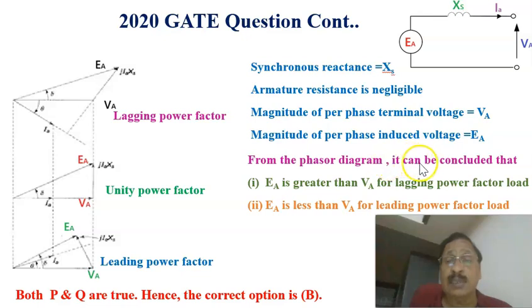Therefore, from the phasor diagram, it can be concluded that EA is greater than VA for a lagging power factor. Another way to say it: VA is less than EA for a lagging power factor, and EA is less than VA, or VA is more than EA, for a leading power factor. Therefore, in this case, VA is more than EA for a leading power factor.